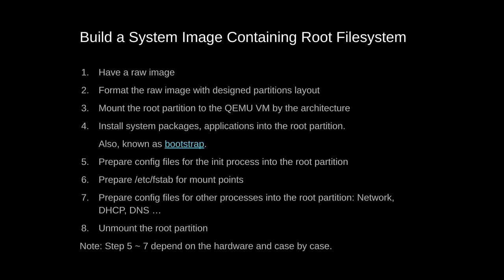And here's the idea to build a system image containing a root file system. The first step is to have a raw image, then format the raw image with the designed partition layout, and mount the root partition, using QEMU user-mode emulation according to your architecture. Then install the system packages and the applications into the partition. This action is well known as bootstrap. And then prepare config files for the init process in the root partition. We also need an /etc/fstab for mount points, and have to prepare config files for other processes such as network, DHCP, DNS, and mounting the root partition. Steps 5 to 7 depend on the hardware and are case by case.